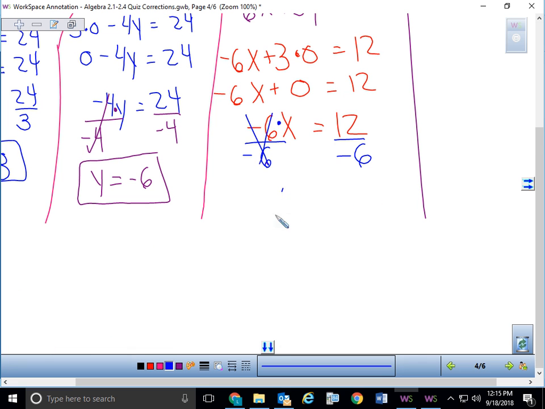This simplifies down to tell me my x-intercept. Well, positive divided by a negative is a negative. 12 divided by 6 is 2. So a lot of you said that was 6. We're not subtracting. We're dividing. Dividing, guys.